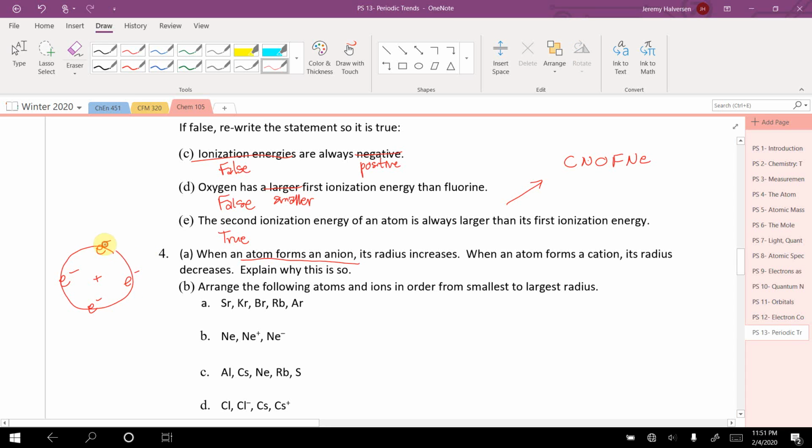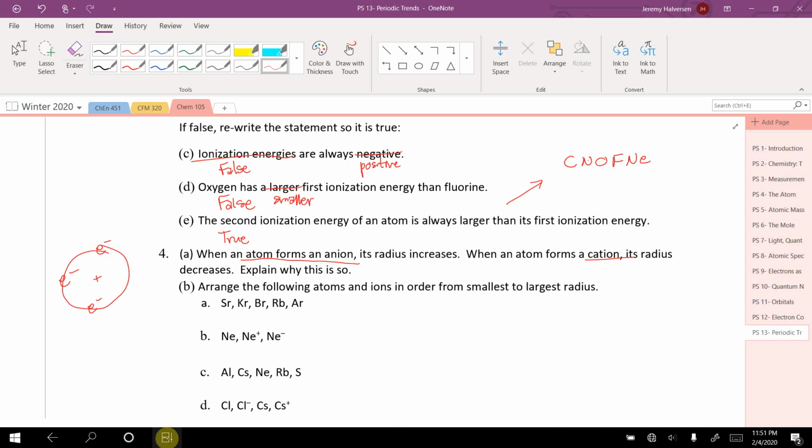Similarly, if I have an atom and I want to form a cation, that's removing an electron, which means now there's less electron repulsion in that outside shell, and all of them can squeeze a little bit closer to that nucleus. Hopefully that makes sense.